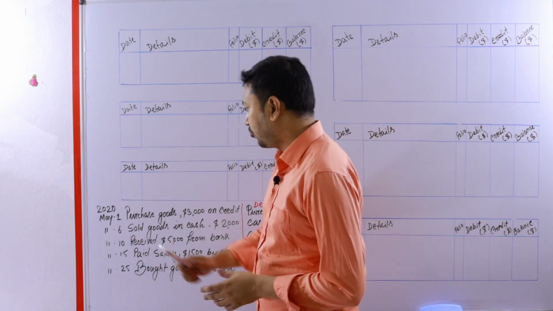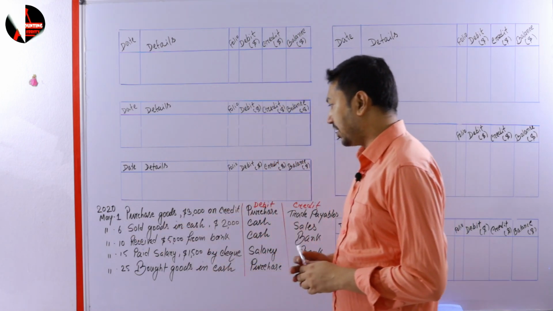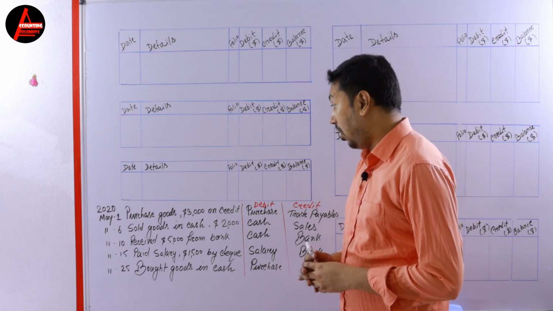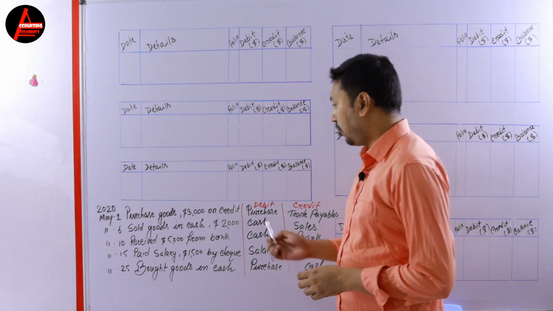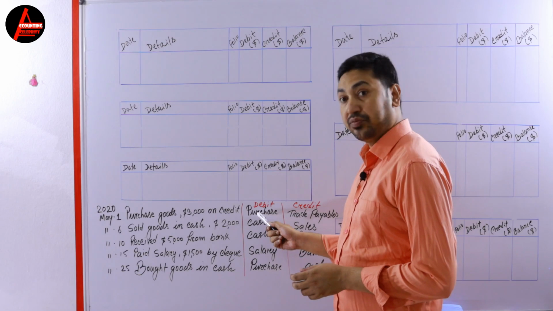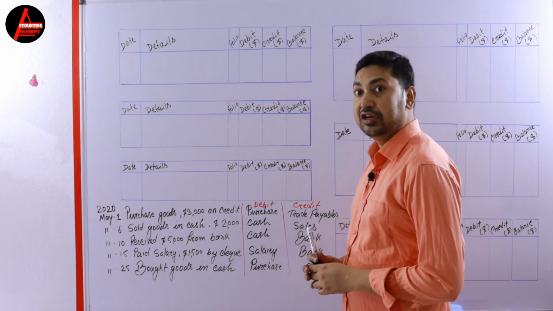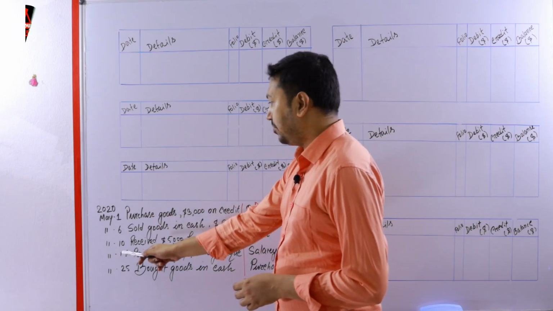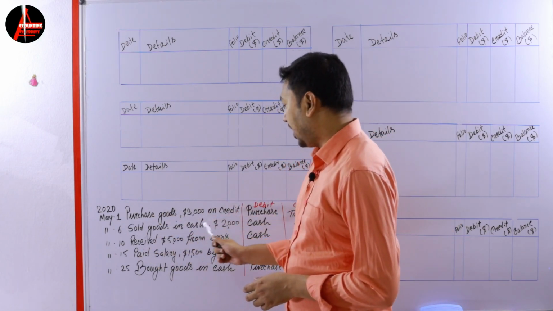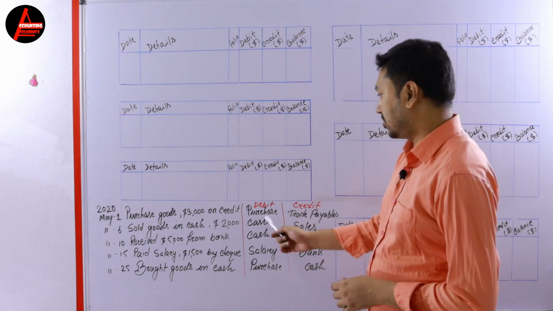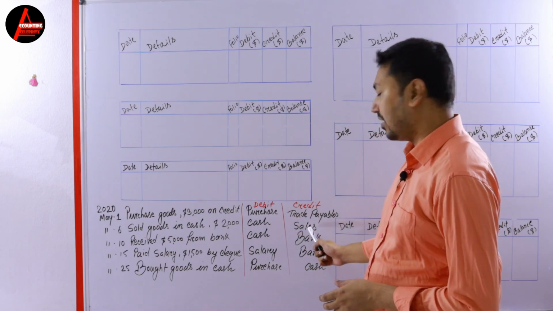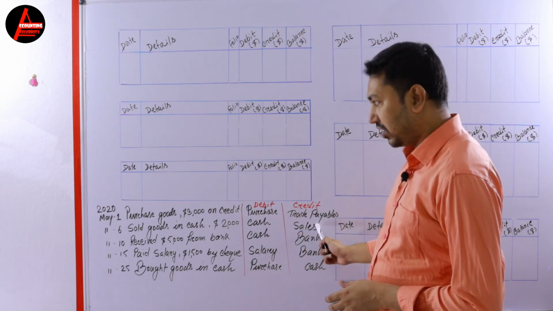May 1st, 2020, purchase goods $3,000, sorry, on credit. So what is the transaction here? Purchase to be debited and trade payables to be credited. Then May 6, sold goods in cash $2,000. So cash to be debited and sales to be credited.